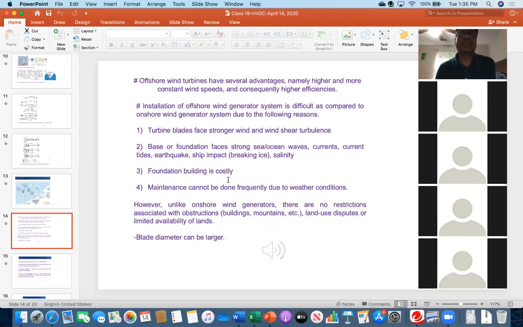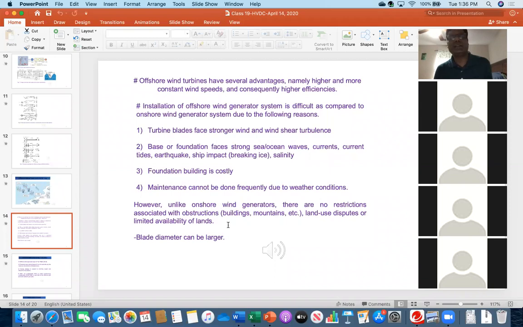Salinity of water. Therefore, constructing the base or foundation is costly. And maintenance cannot be done frequently due to weather conditions. Although those offshore wind turbines or farms are not located in the deep ocean, typically they are within like 50 kilometers or within 100 kilometers of the shore point or onshore point, but still it is difficult to go frequently for maintenance due to the weather condition.